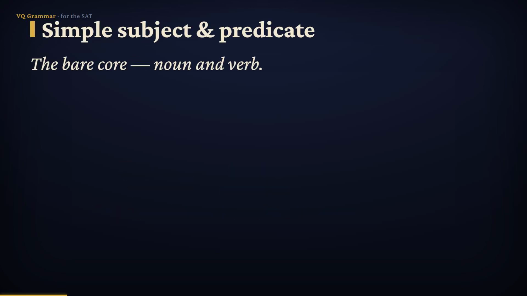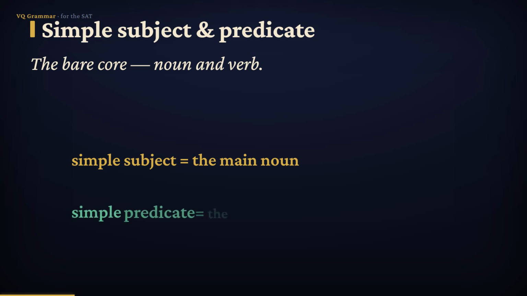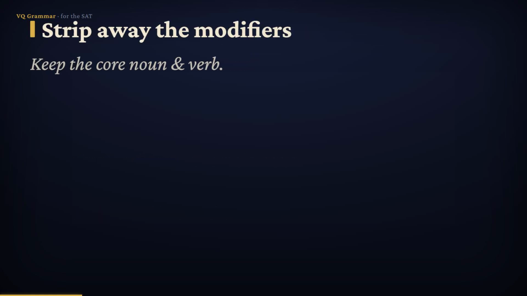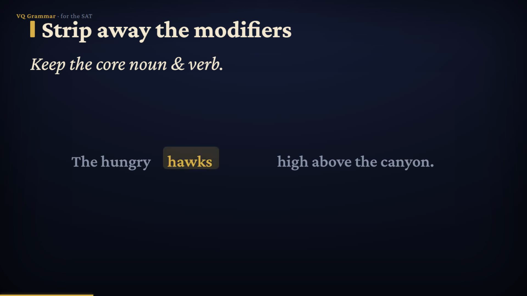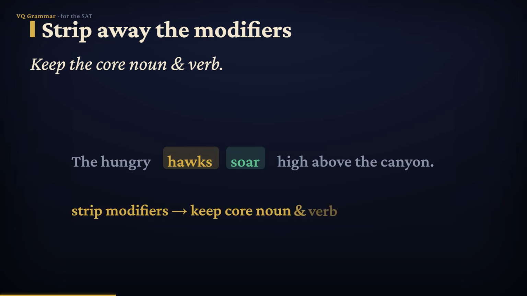Inside every subject and predicate is a core. The simple subject is just the main noun or pronoun, and the simple predicate is just the verb or verb phrase with no modifiers attached. Look at this longer sentence. The hungry hawks soar high above the canyon. Strip away the extra words, and the simple subject is hawks, the main noun, while the simple predicate is soar, the verb. Everything else, the, hungry, high above the canyon, is just modifying. So to find the simple subject and predicate, strip away the modifiers and keep the core noun and verb.